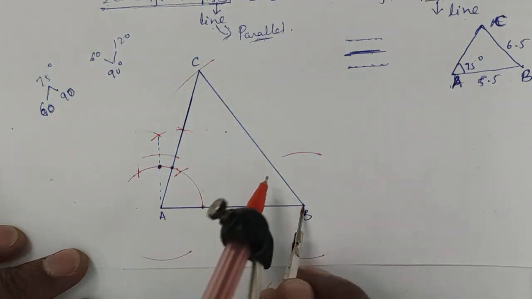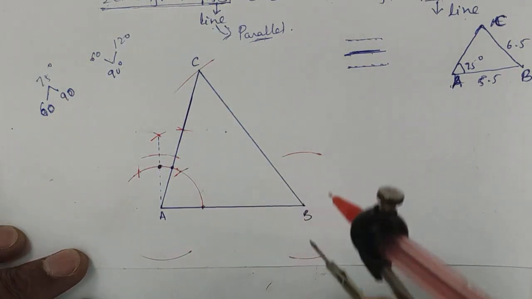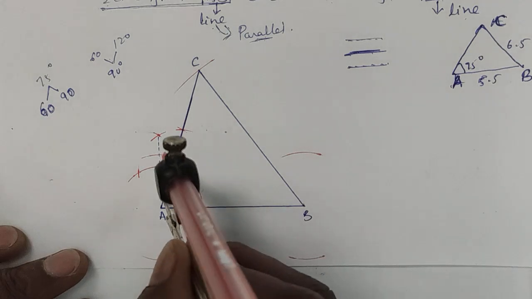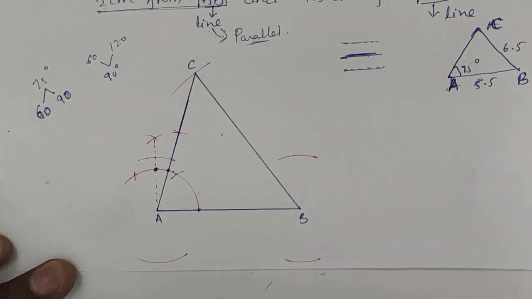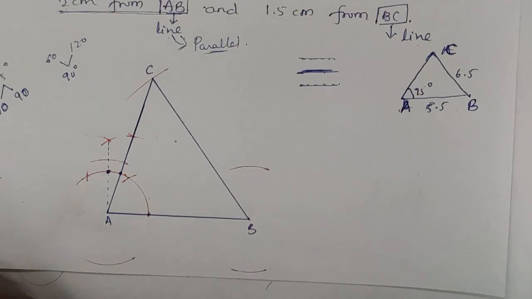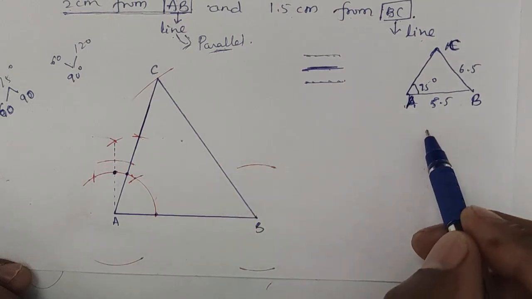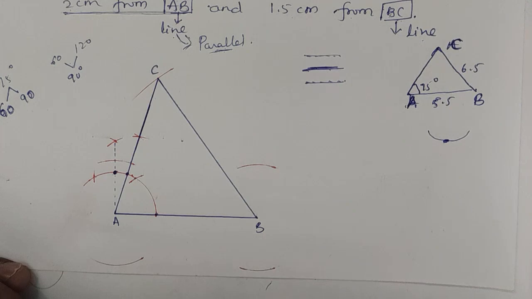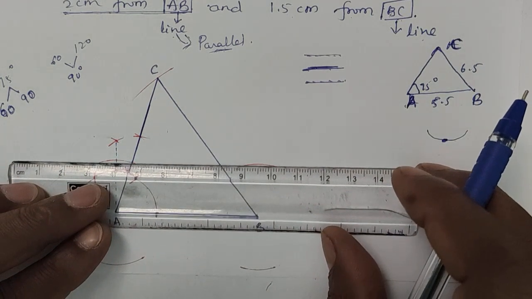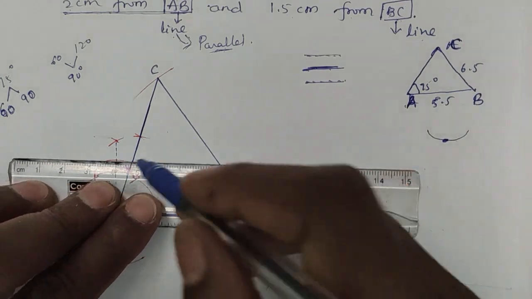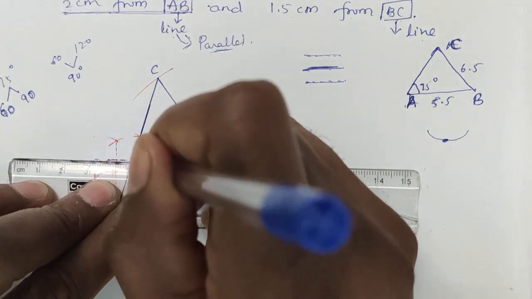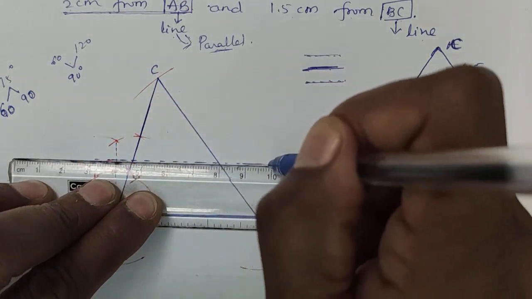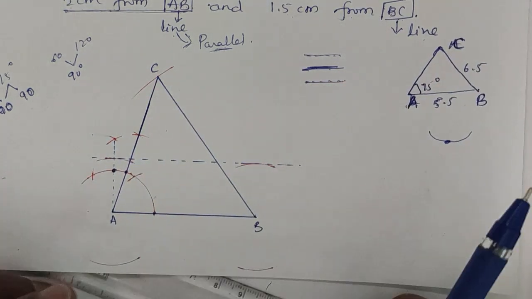So from B point, 2 centimeter above one arc, below one arc. From A, 2 centimeter above one arc, below one arc. Then these two arcs' lower points will be there. Lower point means when the U shape is made, this is taken as the lower point. Those two lower points you join like this, in dotted line.